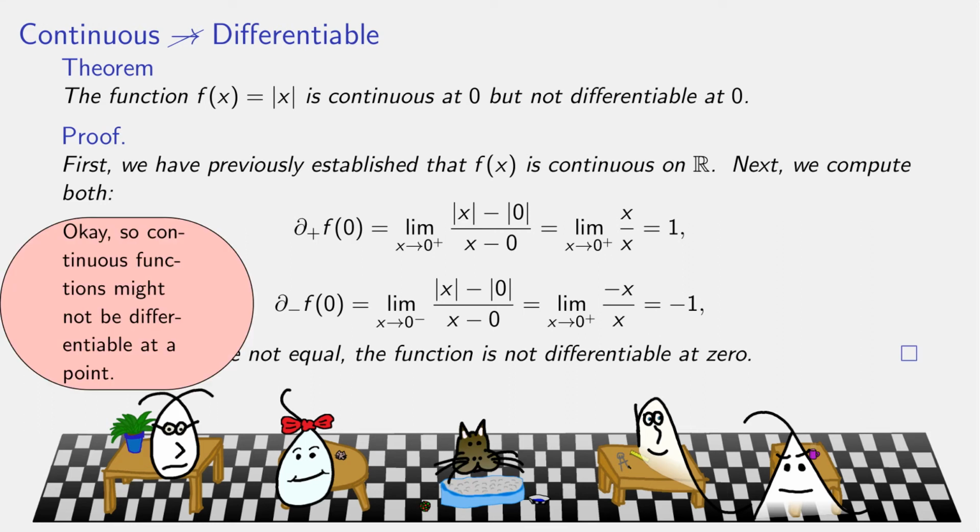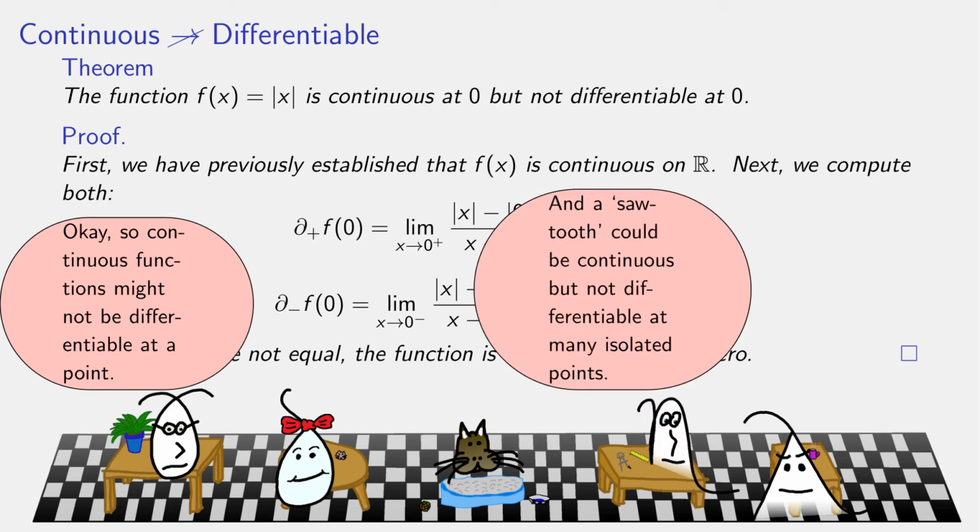Right, continuous functions can fail to be differentiable. That was the point of this example. So imagine you have an absolute value-like function, but it goes up and then down and then up and then down and then up and then down and so forth, like a saw. It's continuous everywhere, but there are many isolated points at which it is not differentiable. If the graph looks something like this, then it's continuous. You just have to replicate the proof of the continuity of absolute value. But at all of these corner points, it will fail to have a derivative. That's true.